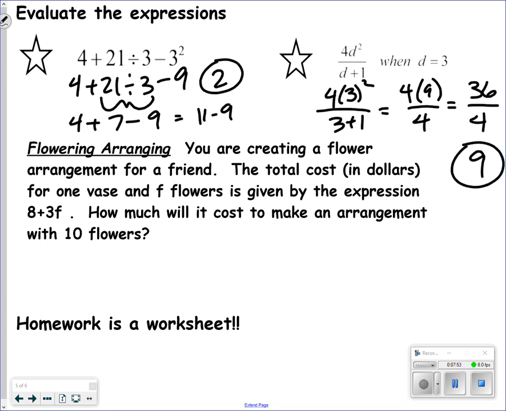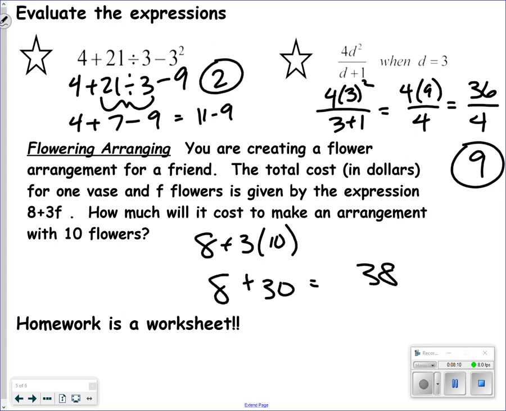Last one, you are creating a flower arrangement for a friend. The total cost for one vase of F flowers is given by the expression 8 plus 3F. How much will it cost if you have 10 flowers? Order of operations said I should multiply and then add. So $38.